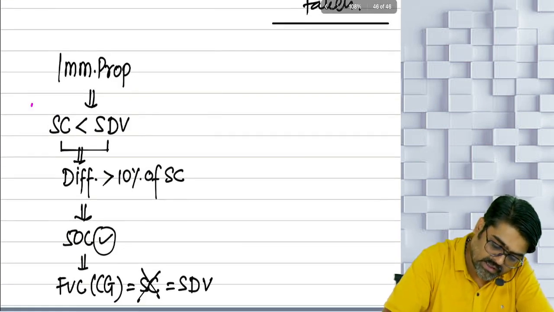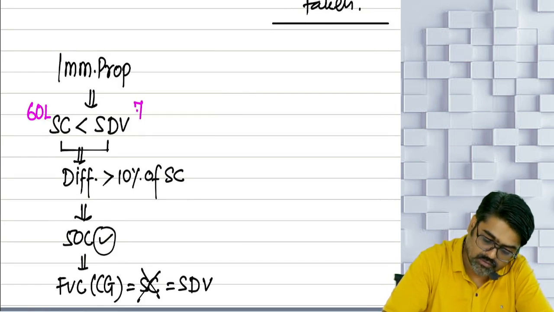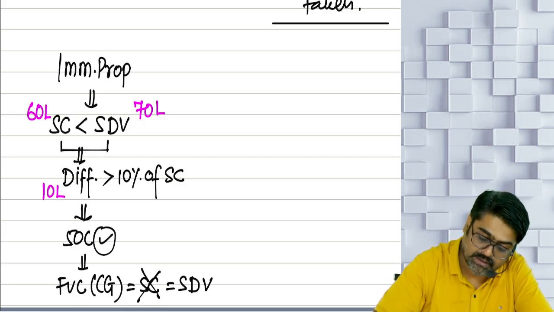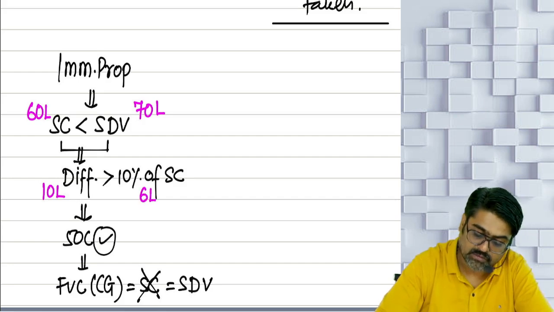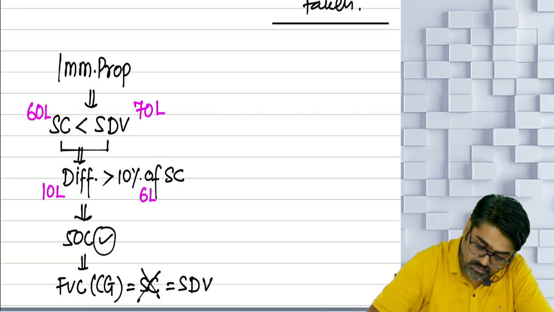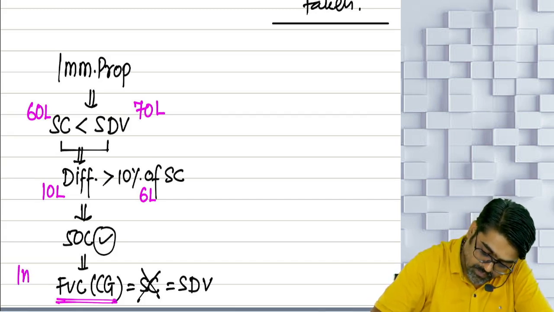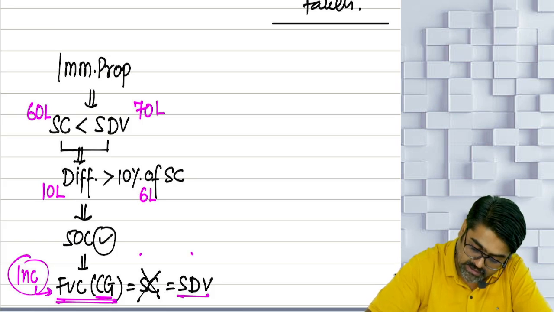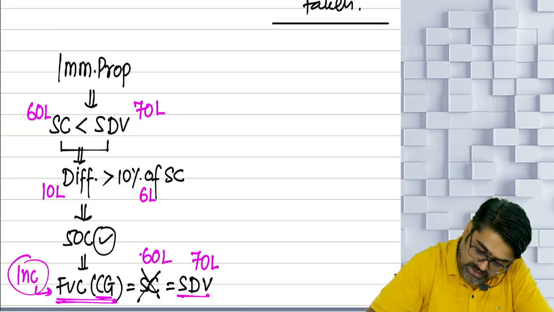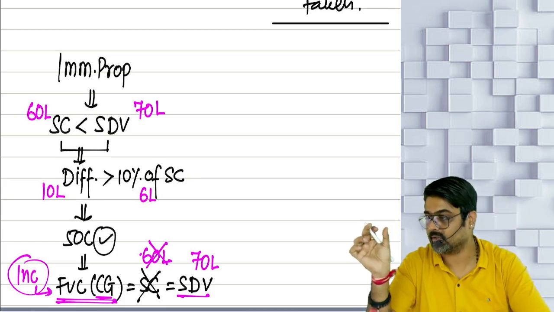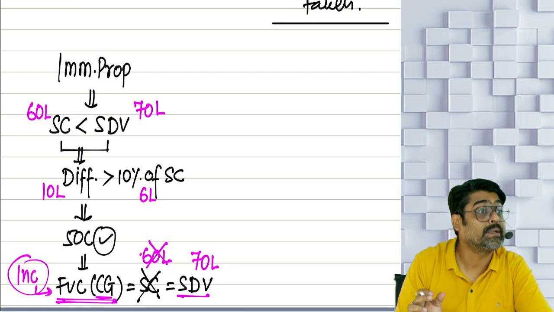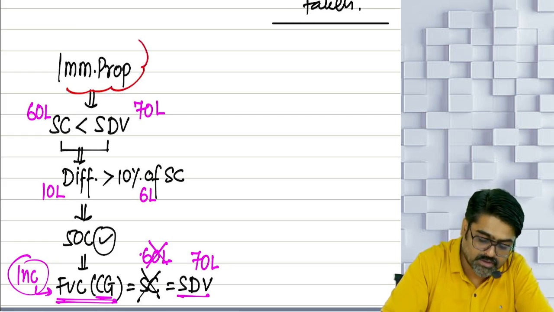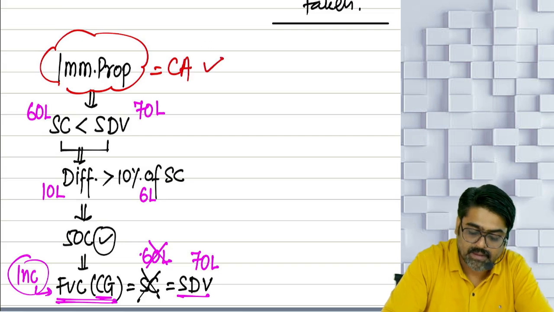Now let's take one example. In that example, the sale consideration was 60 lakhs and the stamp duty value was 70 lakhs. Difference is 10 lakh. That difference is more than 10% of 60 lakhs, meaning more than 6 lakh. Yes or no? 50C will apply. And as per 50C, what will be your income under the head capital gain? It will not be 60 lakh, it will be 70 lakhs. So instead of 60 lakhs, you will consider your income as 70 lakhs under the head capital gain, because the immovable property is your capital asset.